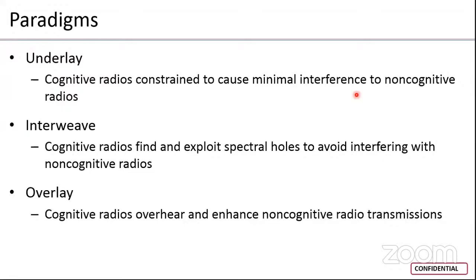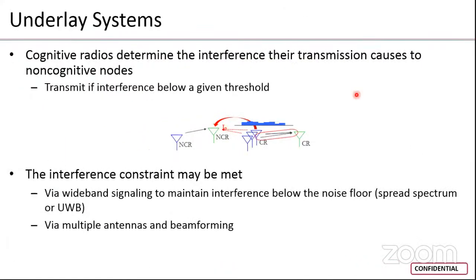Okay, we stopped at interweaving, right? So cognitive radio finds applications and exploits the spectral holes to avoid interference with non-cognitive radios. And when you are talking about overlay, cognitive radios overhear and enhance the non-cognitive radio transmissions. It is not only with respect to cognitive radio signals, it is also with respect to non-cognitive radio transmissions, because the interference may cause some disturbances. These disturbances have to be overcome. If you have any disturbances, then obviously there is an overlap in signals, right? So for example, crosstalk is one of the best examples for the overlay thing.